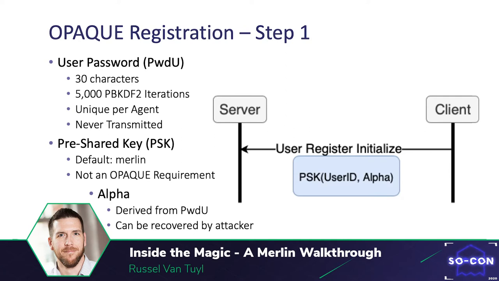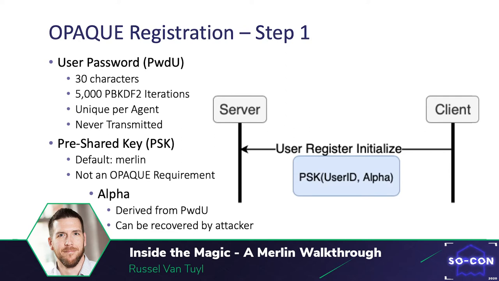So to begin with, the Merlin agent has a password. This password is randomly generated and 30 characters long and is run through 5,000 iterations of the PBKDF2. This password, known as PWDU, is never transmitted across a network ever. The next component we have is the pre-shared key, which can be specified when calling the Merlin agent on the command line. By default, this is Merlin.